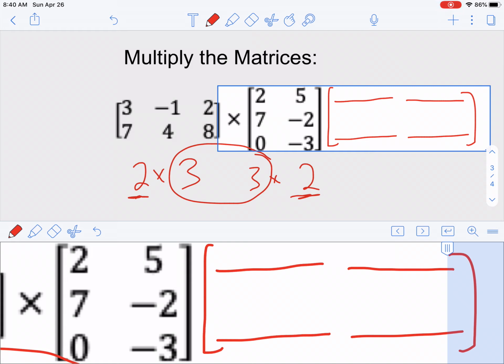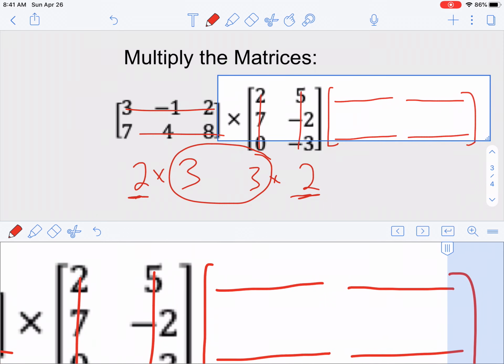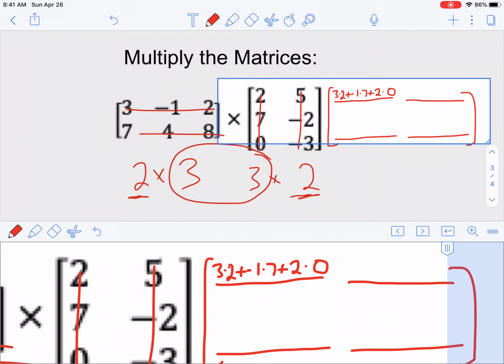So this first element is going to be the first row, first column. We have our rows, we have our columns. First row, first column. First row is a 3, a -1, and a 2. First column is 2, 7, 0. And then we add all those together. So it has 3 things we're adding together there.